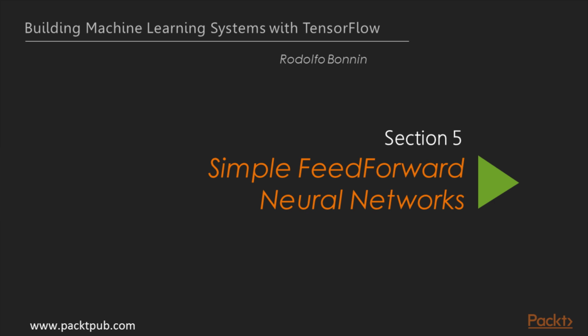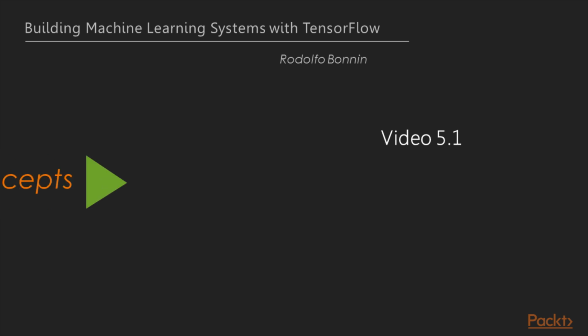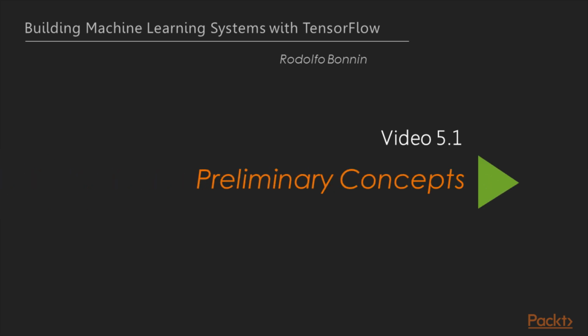Hello, and welcome to the fifth section of this course, Simple Feed-Forward Neural Networks. The section will demonstrate the following topics: preliminary concepts of neural networks, neural network projects on nonlinear synthetic function regression, projects on predicting car fuel efficiency with nonlinear regression, learning to classify wines, and multi-class classification. Now, we will see the first video of Section 5, Preliminary Concepts.